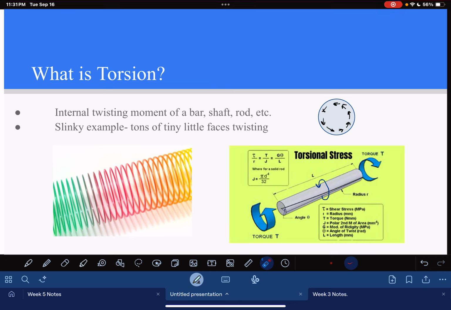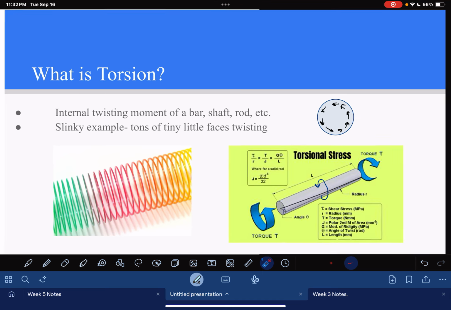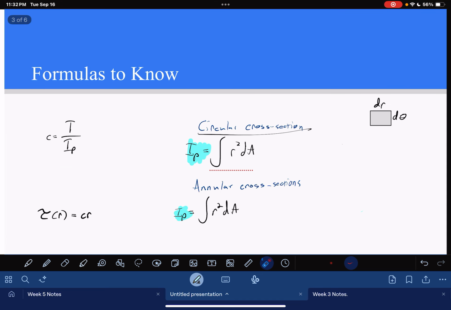And something to note is that there's no internal twisting moment, which is essentially what torsion is. It's actually a whole bunch of shear stresses acting on the bar, just as we have pictured here. All right, so next up, formulas to know. That's the most important part.